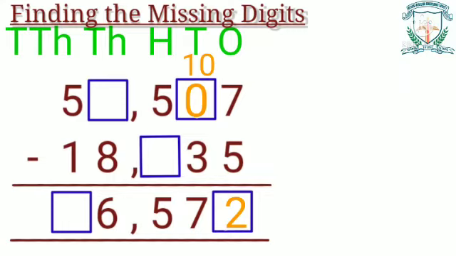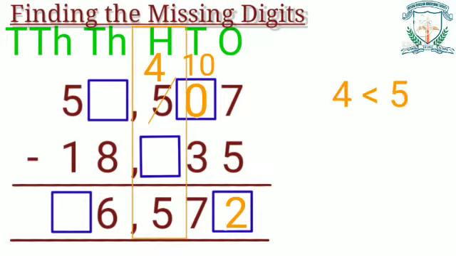Now, let us take hundreds place digits. 5 minus box is equal to 5. Since tens place digit is 0, we have borrowed 1 from hundreds place digits. Therefore, digit 5 will become 4. So, 4 minus box is equal to 5. Since 4 is less than 5, we add 5 and 4. That is, 5 plus 4 is equal to 9. Therefore, write 9 in hundreds place box.